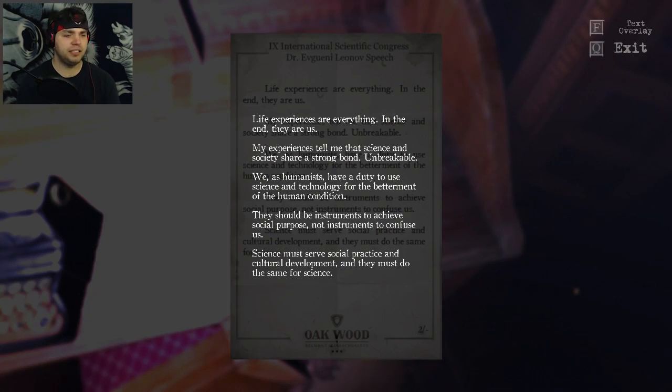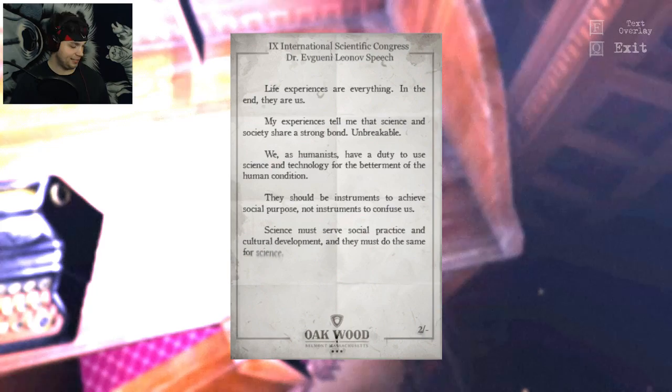Life experiences are everything. In the end, they are us. My experiences tell me that science and society share a strong bond, unbreakable. We as humanists have a duty to use science and technology for the betterment of the human condition. They should be instruments to achieve social purpose, not instruments to confuse us. Science must serve social practice and cultural development. And they must do the same for science.